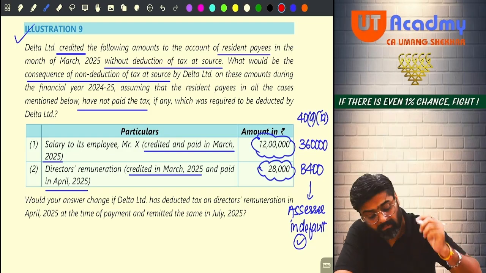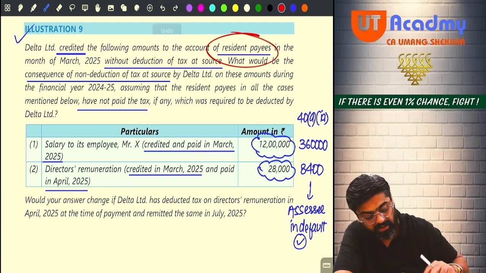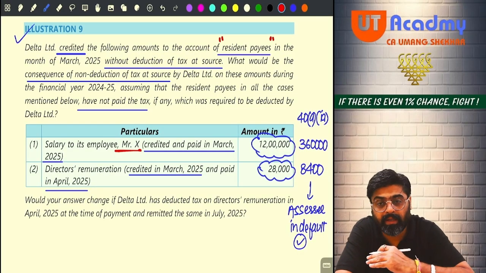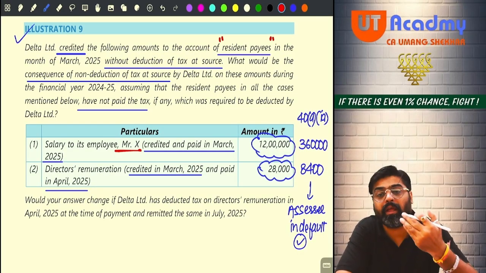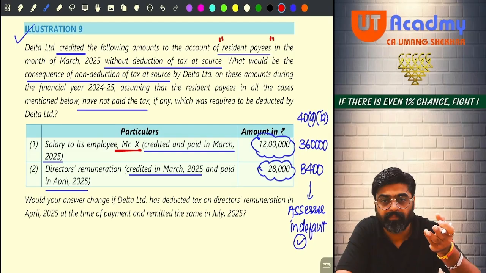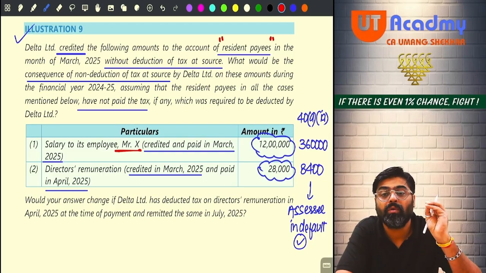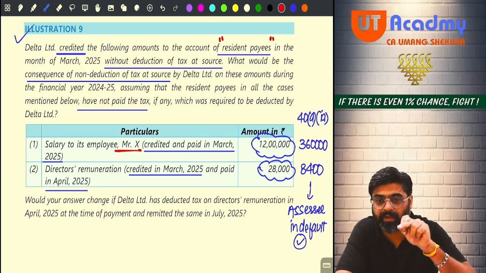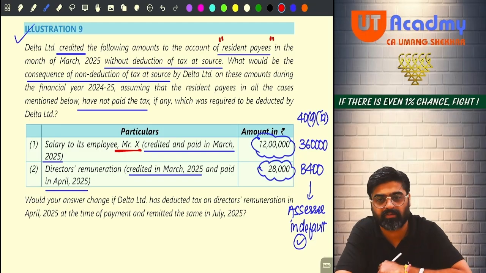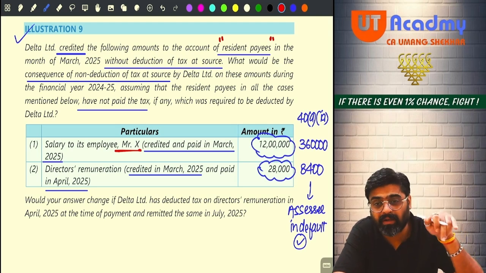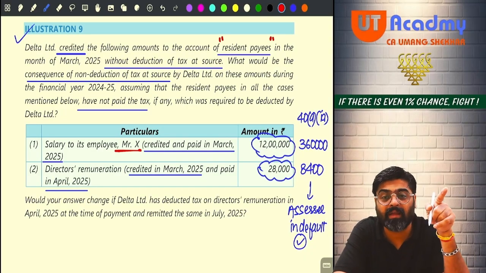Why, sir? Because the payment is made to resident payees, meaning that Mr. X is a resident. So for any salary or any other expense incurred for the purpose of business or profession, if the payment is made to a resident, on that I was supposed to deduct TDS. The liability of TDS arises at the time of payment or credit, whichever is earlier, but in the case of salary, it arises at the time of making the payment.